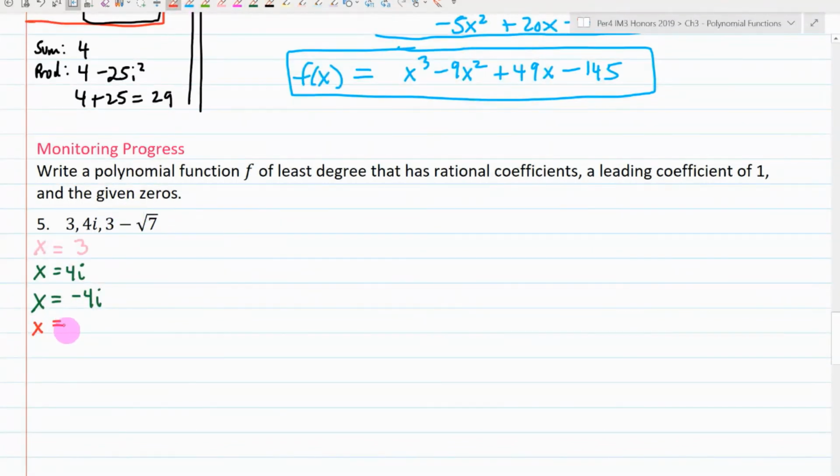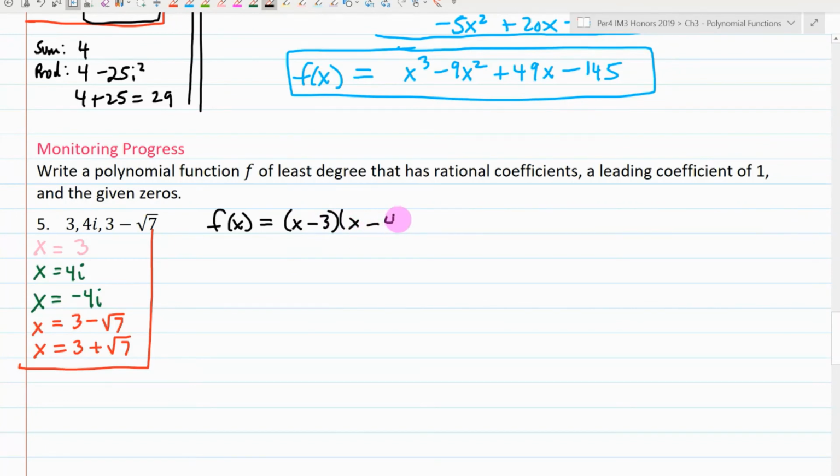Then we have x is equal to 3 minus radical 7. So you must also write x is equal to 3 plus the square root of 7. So what we have is 5 zeros, which means that we're going to have an x to the 5th equation, which means this is going to take quite a bit of work. Okay, so let's just stay organized and it should be fine. So x minus all of those, x minus 3, x minus 4i, x minus negative 4i, x minus 3 minus radical 7, and x minus 3 plus radical 7.